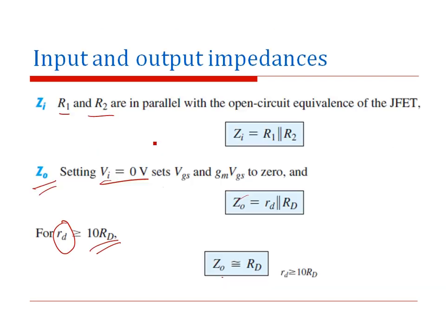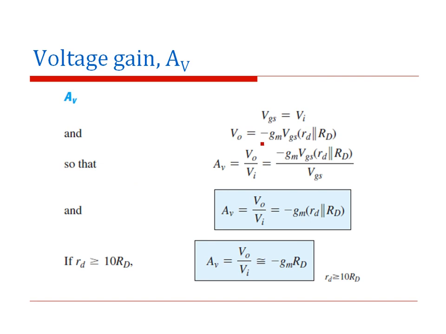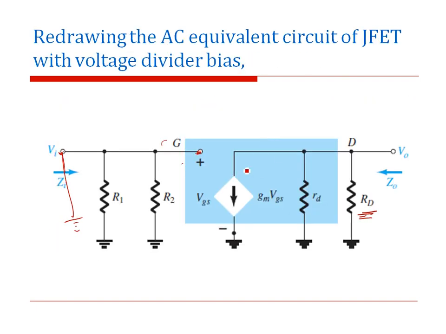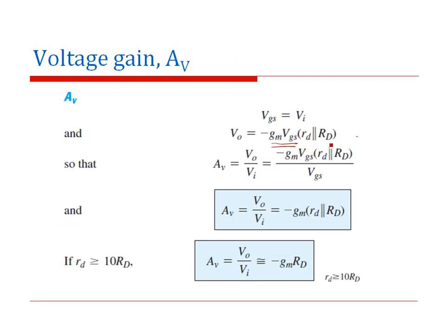These 2 points are the same. So VGS is equal to VI, and V naught is equal to minus GM VGS into rd parallel to RD. If you take the ratio, this GM VGS is a current source, and the current source direction you can see is downward. So V naught is equal to negative of GM VGS into rd parallel to RD. So AV will be the ratio of output voltage to input voltage, and you will get an expression like this if you take the ratio. That is minus GM rd parallel to capital RD, and if RD is greater than 10 times rd, again the ratio becomes equal to minus GM times RD.